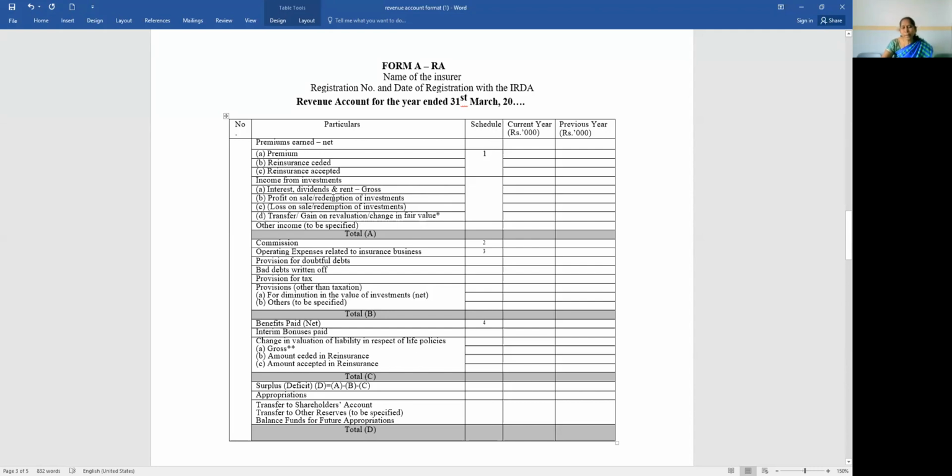Okay. Next is, sometimes the revaluation happens, and the fair value will change. If there is any gain in the revaluation, add it. If there is any loss in the revaluation, then you have to minus it. Other than this, if any other income is there, that also you can specify. Generally, one income you will be receiving is called consideration on annuities accepted. What is that, annuities means?